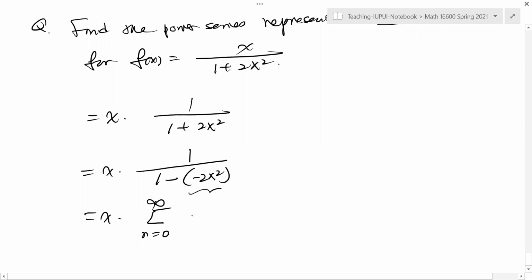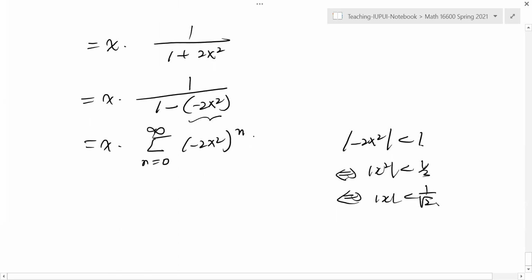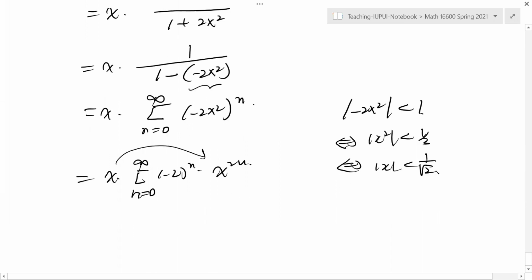This part is my x, so it's negative 2x squared to the nth power. That should hold when this is less than 1. Now this is equivalent to saying, this is equivalent to saying, right? Okay. So now let's simplify a little bit. Then you move x into, you multiply every term by x.